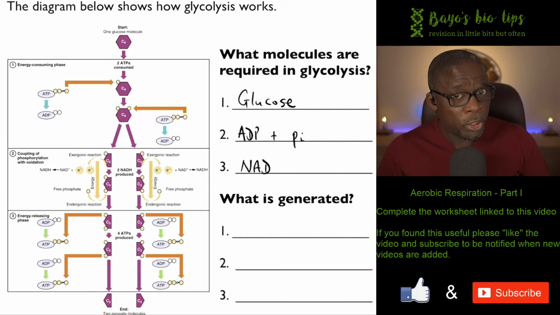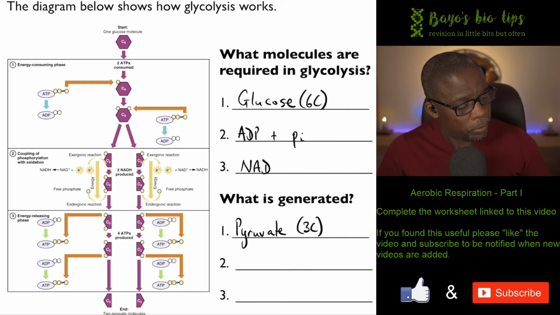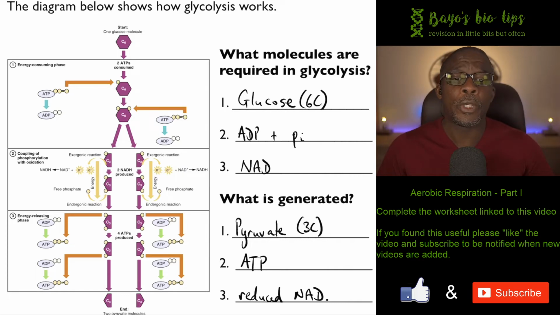Now let's think about what's generated. As I said before, you start off with glucose, which has 6 carbons, and then you end up with pyruvate, which has 3 carbons. You also end up with ATP, and you end up with reduced NAD. So those are the molecules which are generated.